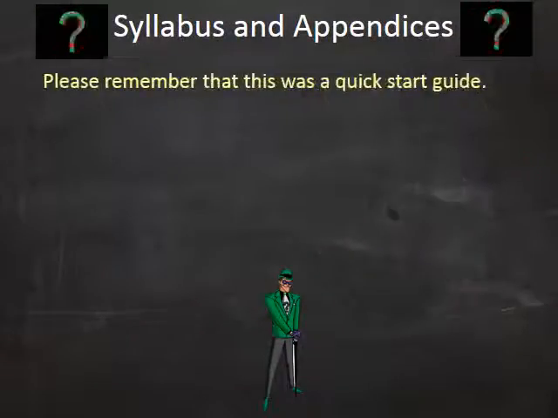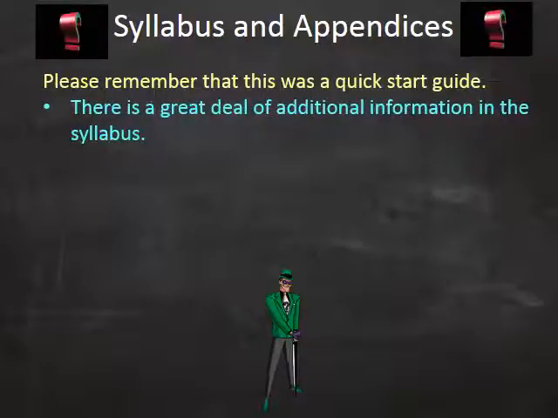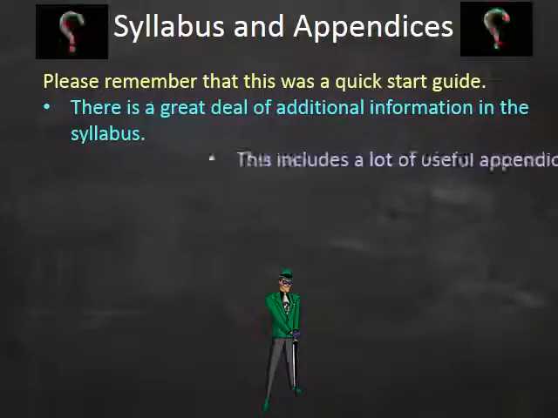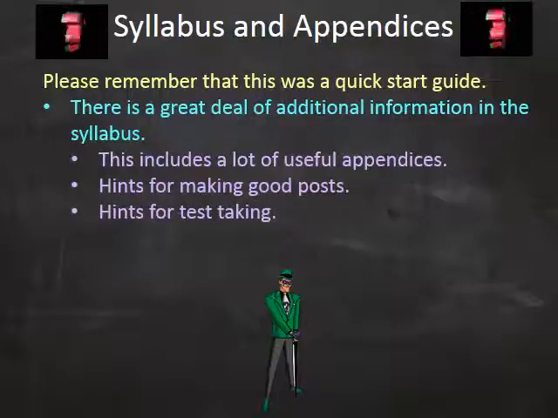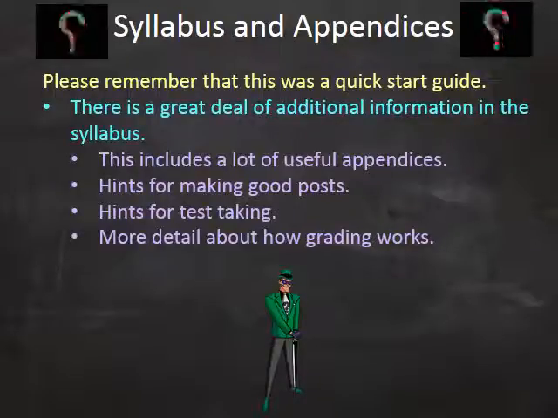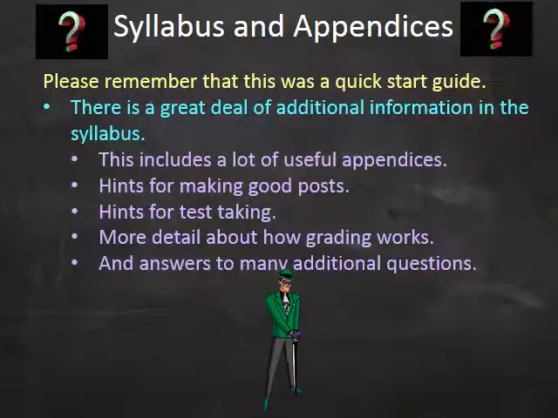Also, please remember that this was just a quick start guide. There's a great deal of additional information in the syllabus. You should download the syllabus from Dropbox so that you get all the appendices. The course information version does not contain these and does not have full formatting. This includes a lot of useful appendices, hints for making good posts, hints for test taking, more detail about how grading works, and answers to many additional questions.